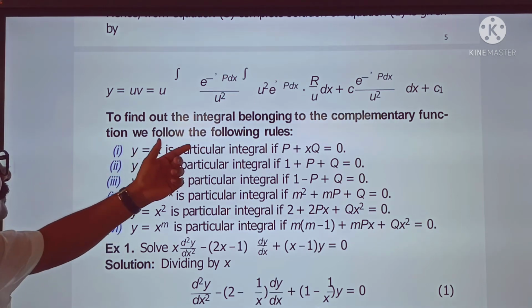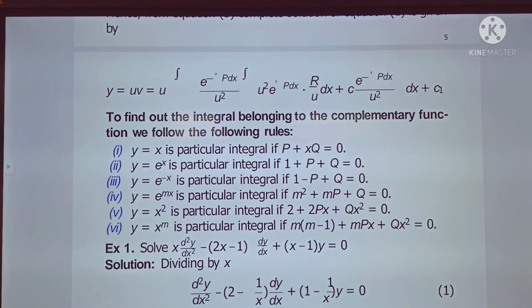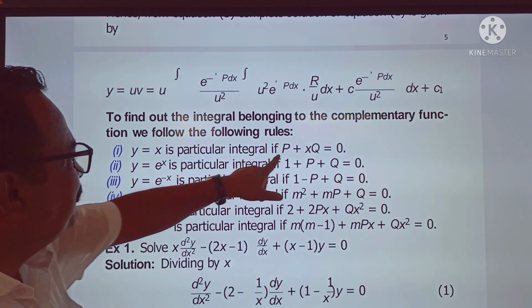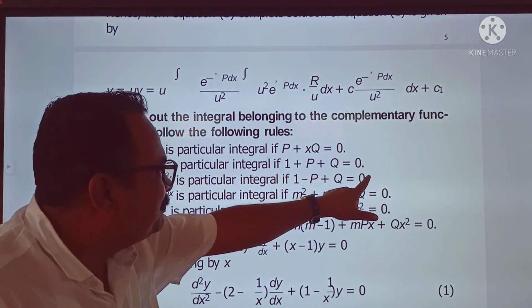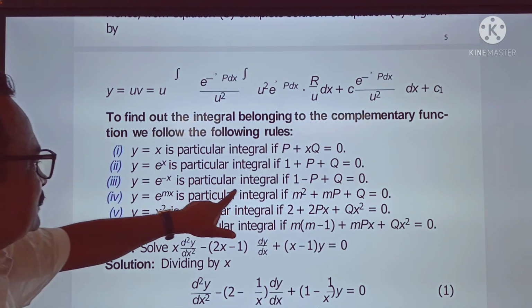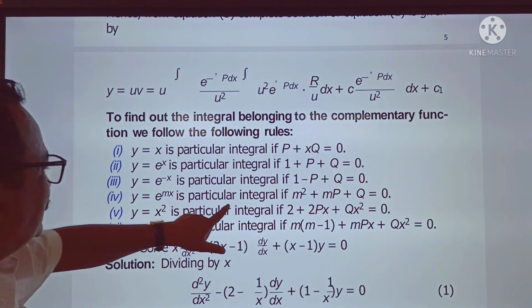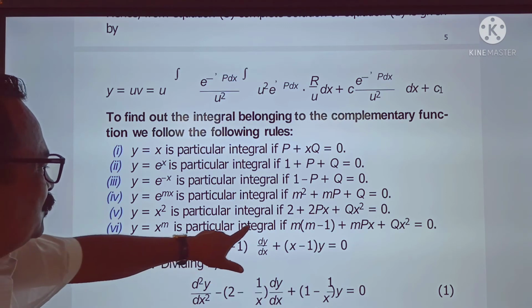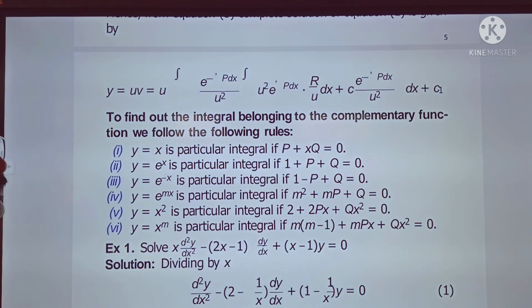Here are the methods we have. We have already seen them, but let me repeat a little. If 1 plus p plus q is 0, then y is x is a known solution. If 1 plus p plus q is 0, e raised to x is a known solution. If 1 minus p plus q is 0, e raised to minus x is a known solution. And if 2 plus 2px plus qx square is 0, x square is the known solution.